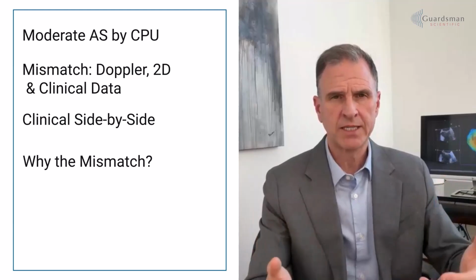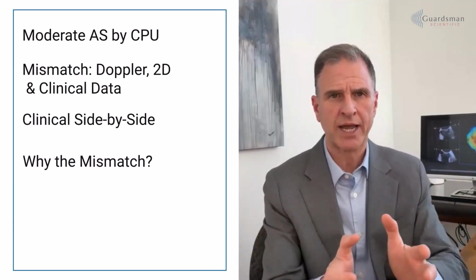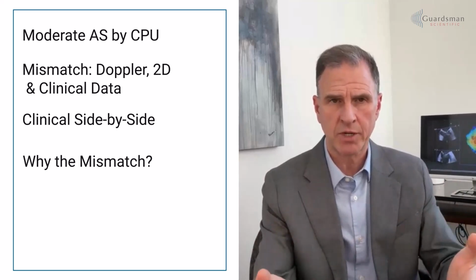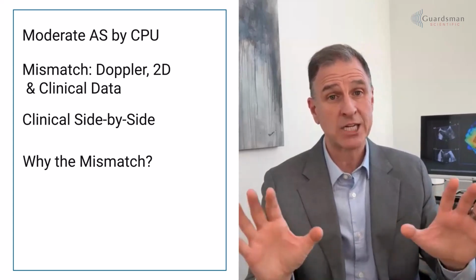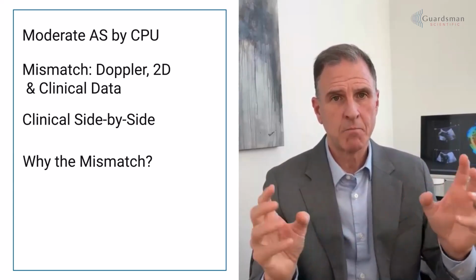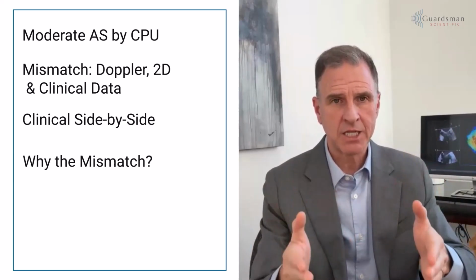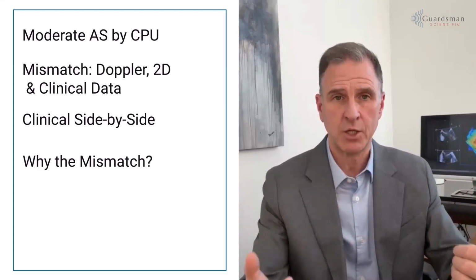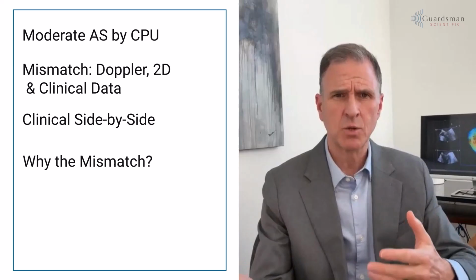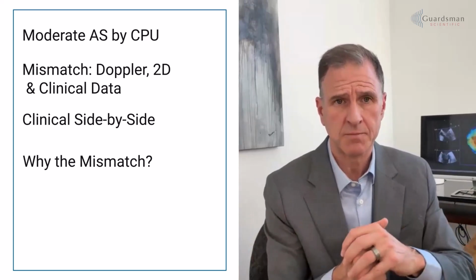So after you have taken into consideration all the technical elements of scanning a patient with aortic stenosis, if you end up facing a situation where you're in the moderate range by most criteria, and you think you might have a low flow, low gradient aortic stenosis, but that doesn't match what you're seeing, maybe the answer to that mismatch is the technology gap of the system that you've been using. And it might be worth asking yourself, are we using a CPU-based or a GPU-based ultrasound system?